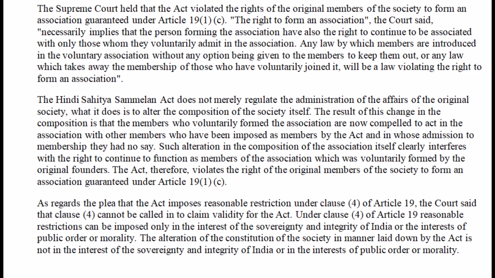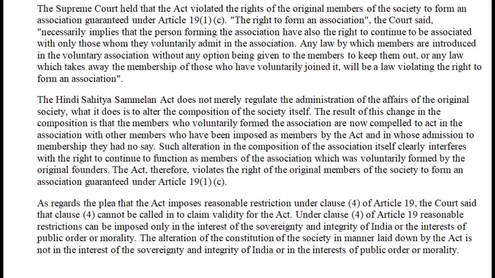The Hindi Sahitya Sammelan Act does not merely regulate the administration of the affairs of the original society. What it does is to alter the composition of the society itself. The result of this change in the composition is that the members who voluntarily formed the association are now compelled to act in the association with other members who have been imposed as members by the Act and in whose admission to membership they had no say. Such alteration in the composition of the association itself clearly interferes with the right to continue to function as members of the association which was voluntarily formed by the original founders. The Act, therefore, violates the right of the original members of the society to form an association guaranteed under Article 19(1)(c).